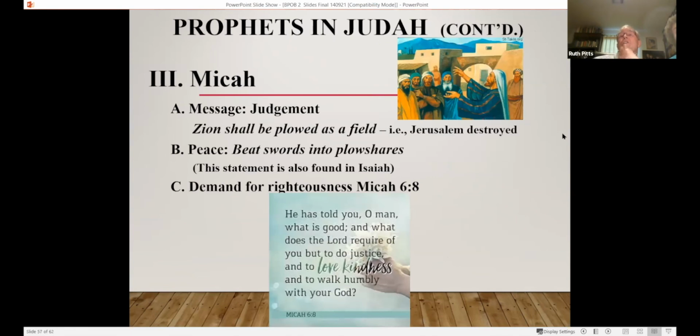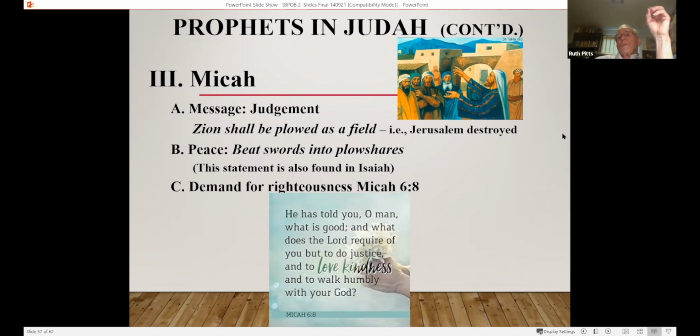Micah is the other prophet. Now there are 4 8th century prophets. The first 2 were speaking to the folks in Israel, in the north. And these last 2 are speaking to the people in Judah in the south. So Micah's message is one of judgment. Zion shall be plowed as a field. Zion is a poetic term for the mount in Jerusalem, where the temple is located. So it will be plowed as a field. That is, Jerusalem will be destroyed. The temple will be destroyed.